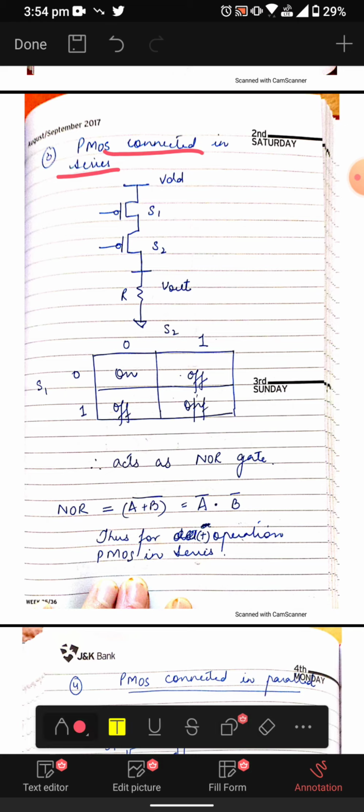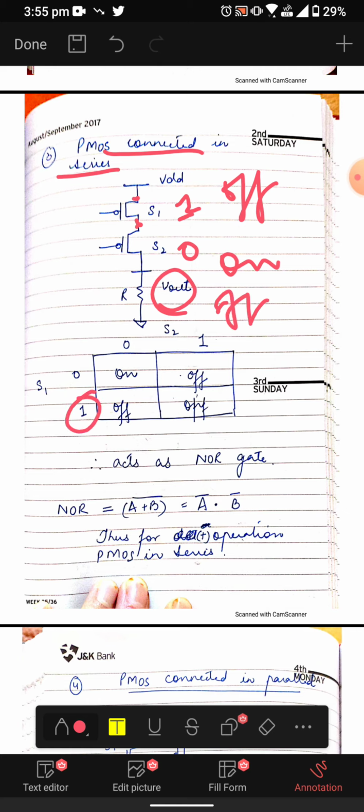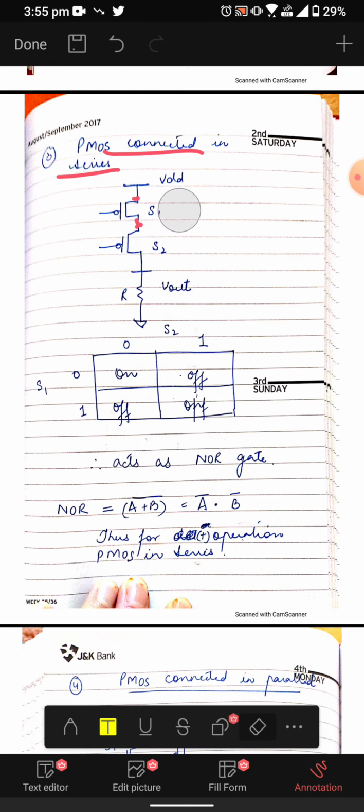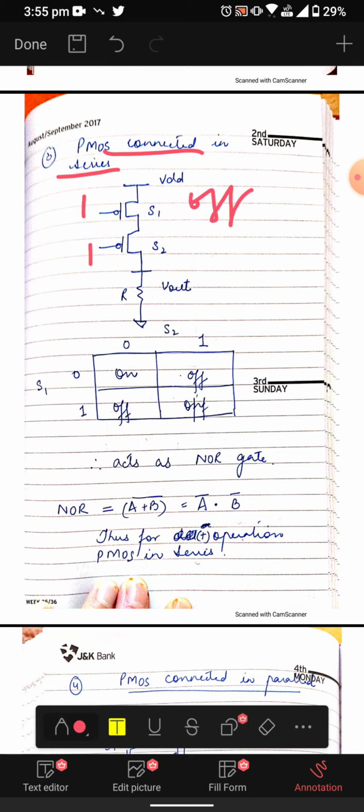That means S1 पे मैं क्या दे रही हूँ? 1. S2 पे मैं क्या दे रही हूँ? 0. S1 पे 1 आ रहा है and it will be off. S2 is on, but यहाँ पर क्या है? The circuit is broken over here. So Vout will be off here. जब S1 पे 1 दिया है, S2 पे 0 दिया हुआ है, the output is off. Now what will happen if I give both the inputs as 1 and 1? S1 will be off, transistor S2 will be off, and Vout will also be off over here.